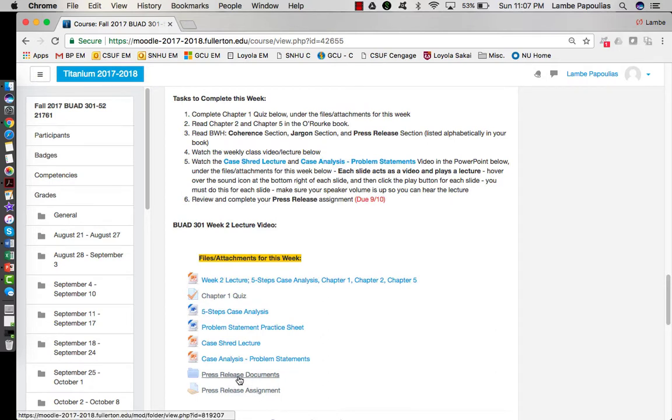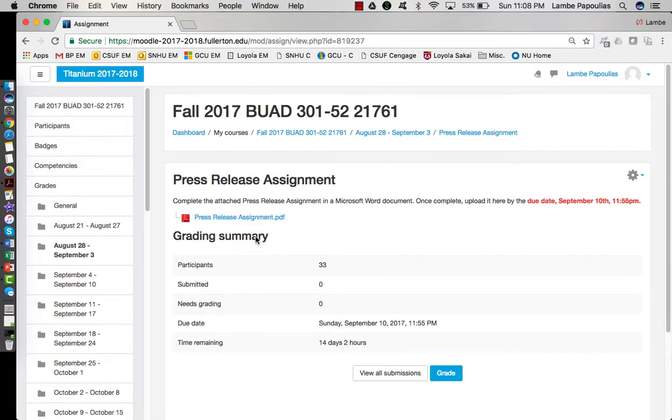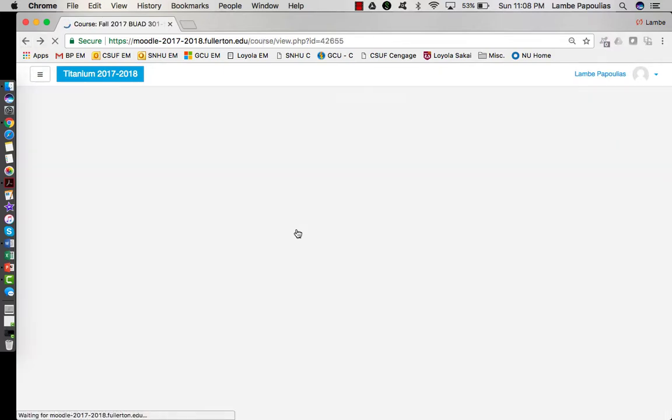Today we're going to go over a few documents on how to write a press release, but before we do, I want to show you this press release assignment here. You're going to click on it, and you're just going to complete the attached press release assignment in a Microsoft Word document. Once complete, upload it here by the due date of September 10th at 11:55 p.m. So once you click on this PDF, your press release assignment will open up.